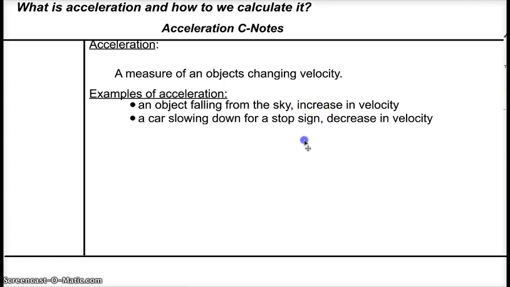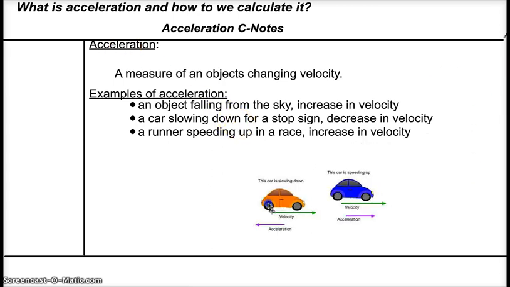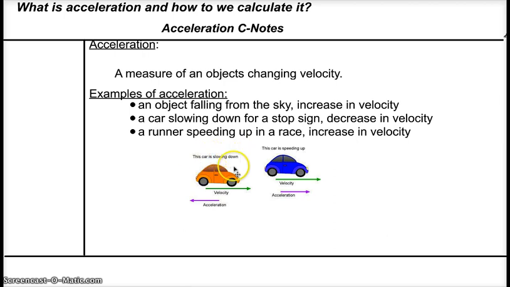Another example is when a car is slowing down for a stop sign or when a runner is speeding up. So again, anytime we're changing the velocity, we have acceleration, even if it's decreasing. In this example, if a car is slowing down, the velocity is going to the right, but its acceleration is in the opposite direction, or what we would call negative acceleration. But we're still calling it acceleration. Or if a car is speeding up, we have positive velocity, or velocity going to the right, and the acceleration is going in the same direction, so we say the car is speeding up.